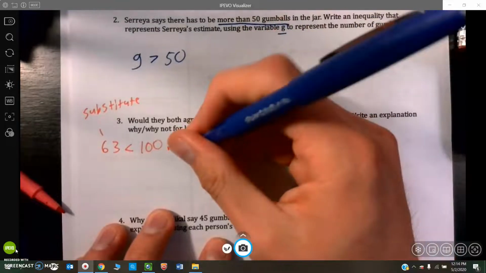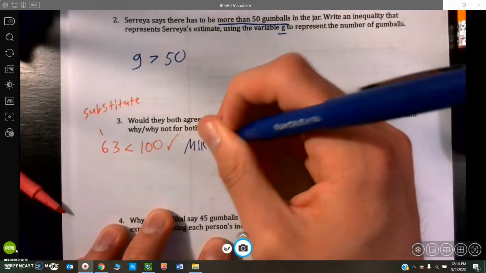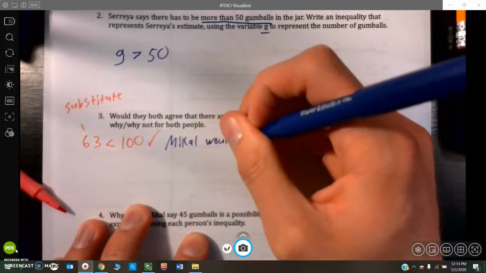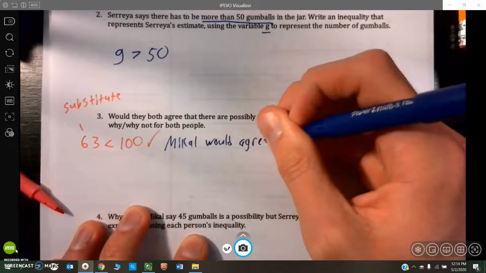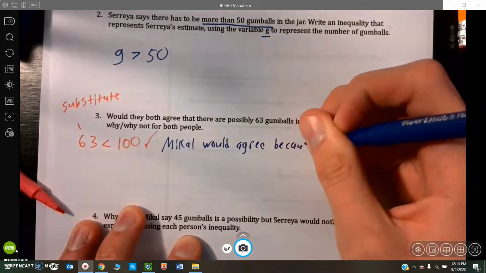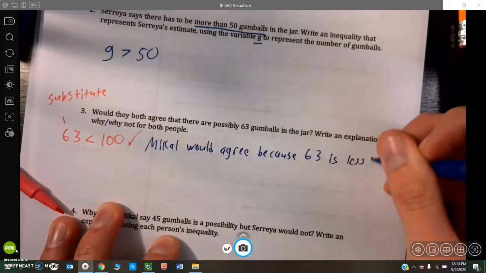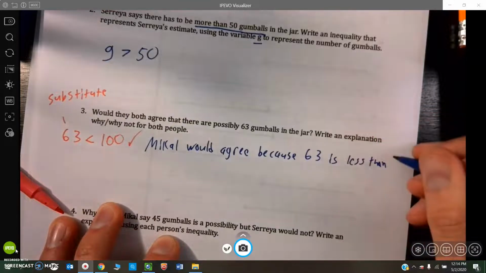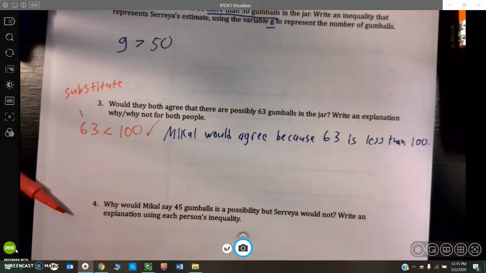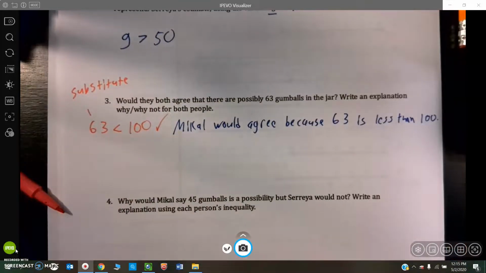So Mikhail would agree because 63 is less than 100. And that's all he said. He said, I don't know how many there are, but I know there's less than 100. So for Mikhail, 63 would be a valid estimate.